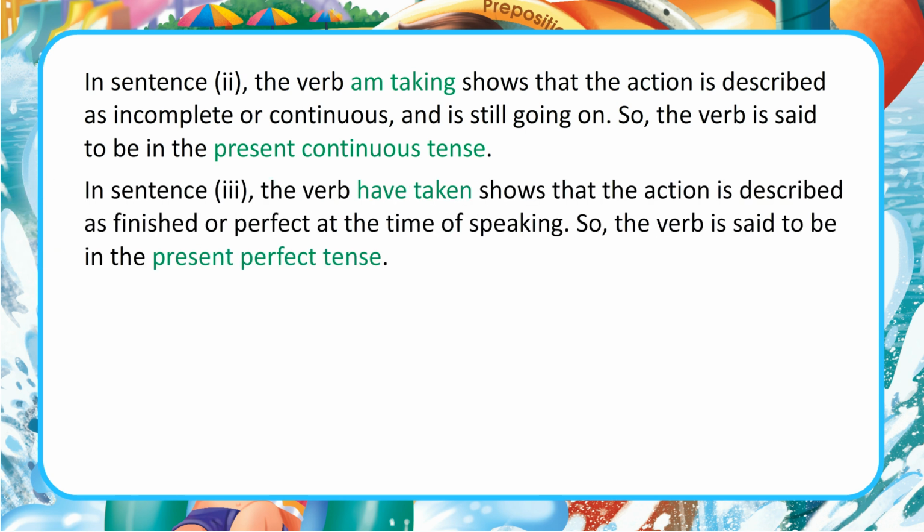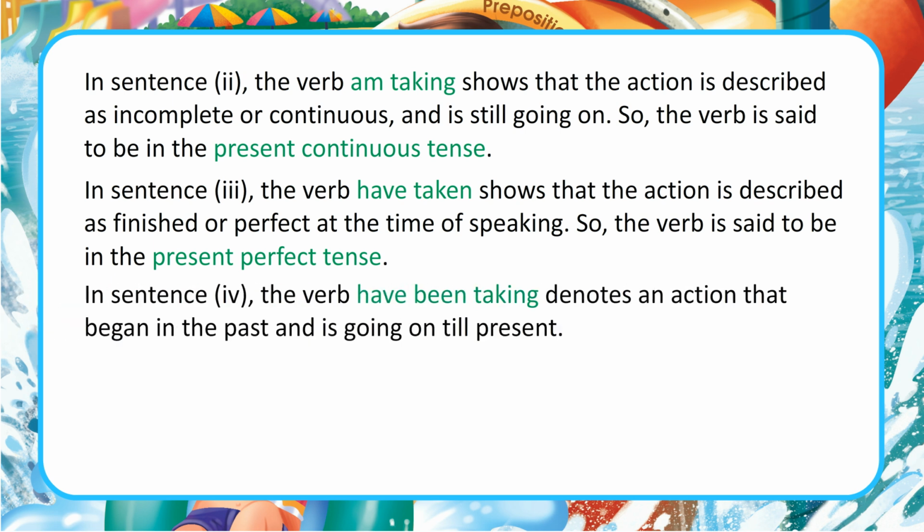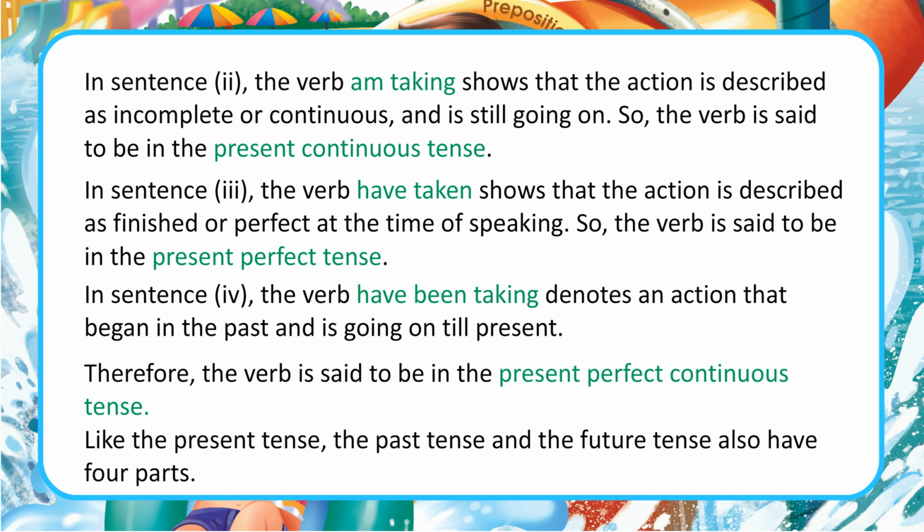In sentence 3, the verb have taken shows that the action is described as finished or perfect at the time of speaking. So, the verb is said to be in the present perfect tense. In sentence 4, the verb have been taking denotes an action that began in the past and is going on till present. Therefore, the verb is said to be in the present perfect continuous tense. Like the present tense, the past tense and the future tense also have 4 parts.